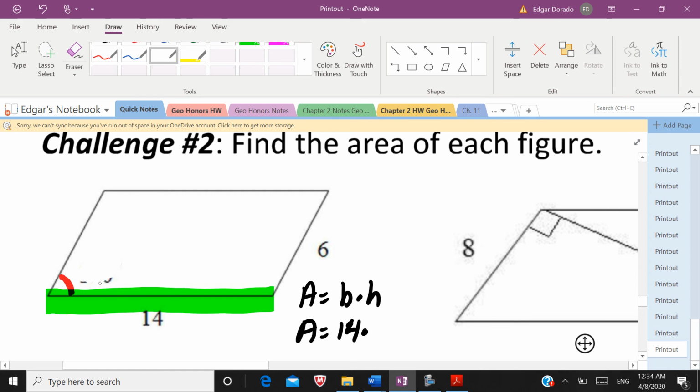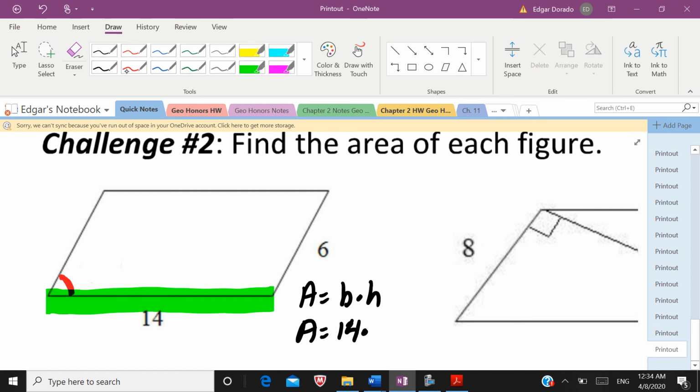Let's make this 60 instead. I think that's what it should have said all along. I just forgot to change it. Make this 60 degrees for me. Okay, let's go ahead and draw a height, guys.